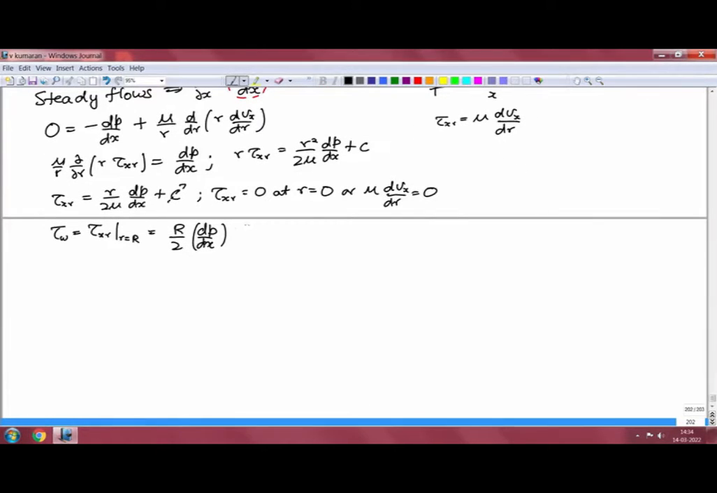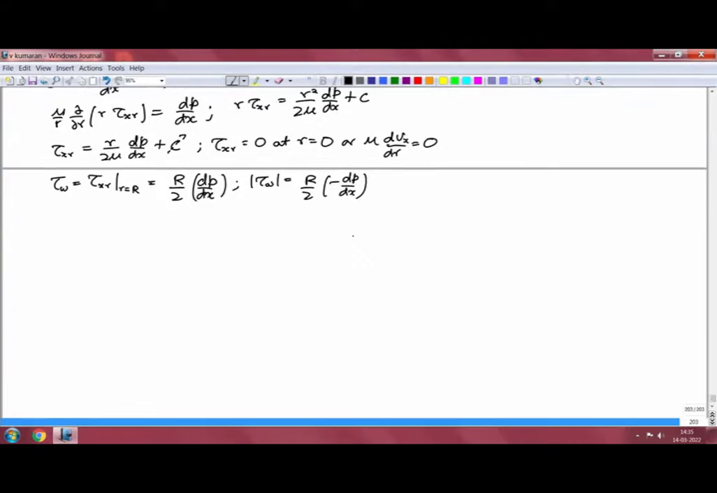And the magnitude of the wall shear stress is equal to R by 2 into minus dp by dx, because as we know dp by dx is negative.